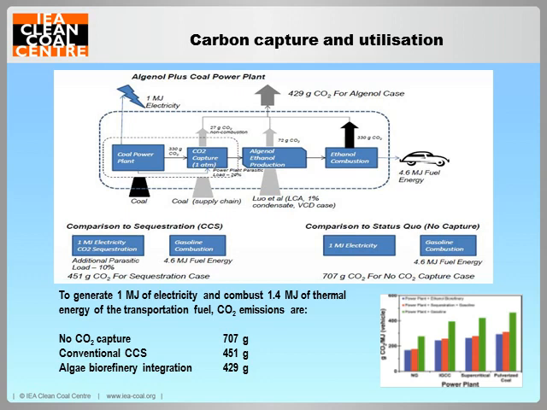For algae biomass fixation scenario, 1 megajoule of electricity is generated. Capture the released CO2, use it to grow algae, and use the algae to make ethanol, which can generate 4.6 megajoule of fuel energy. When this 4.6 megajoule ethanol is combusted, it releases 330 grams of CO2. The total CO2 released in this case is 429 grams.